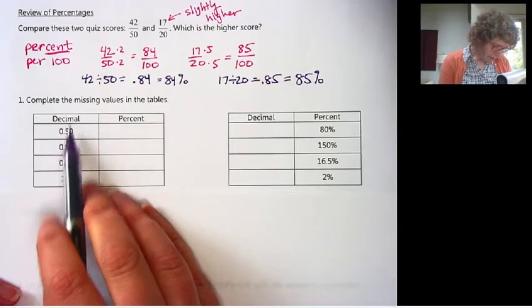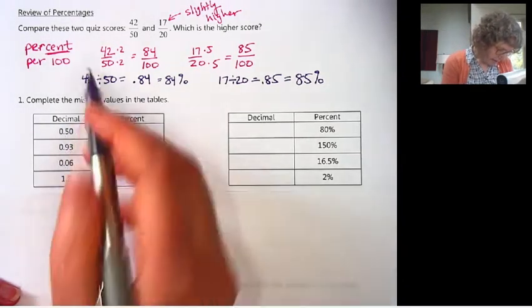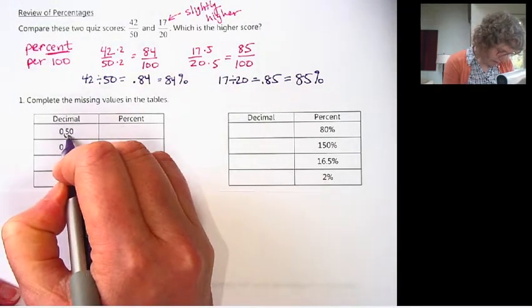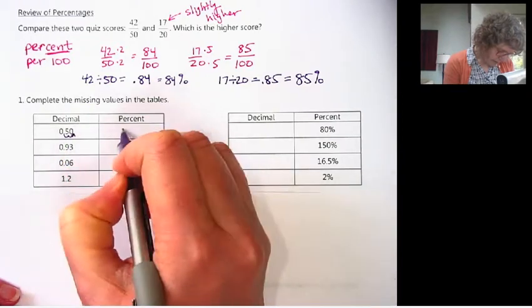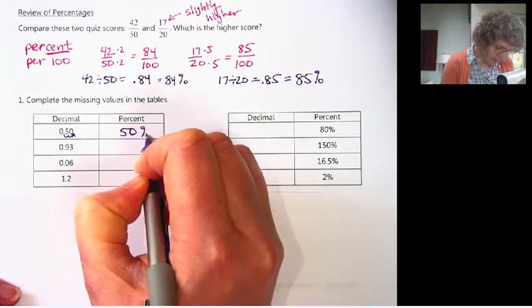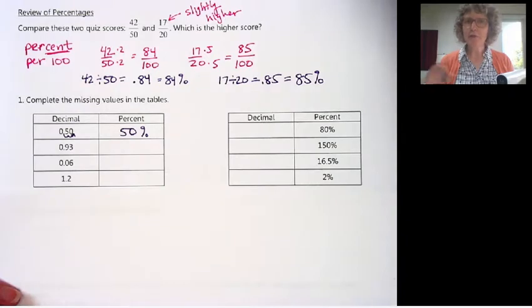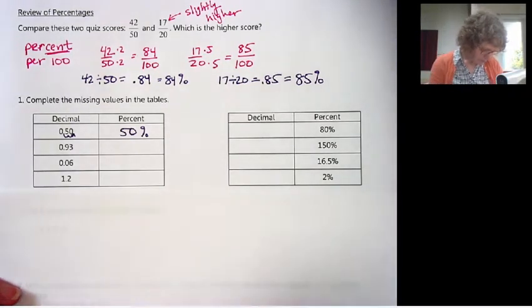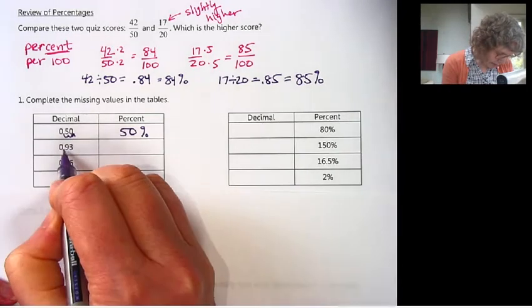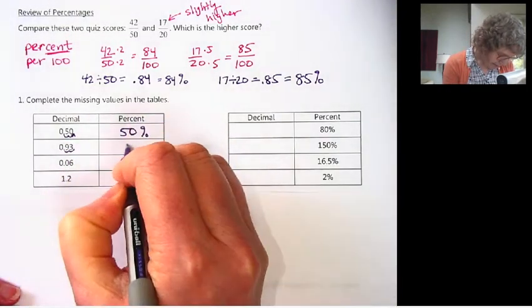So here we're starting with a decimal, and to get the percentage, 0.5, think of it as half. That is 50%. If you want to check yourself, you can pause the video and try these and then check your answers. 0.93, I'm going to move it to the right, is 93%.